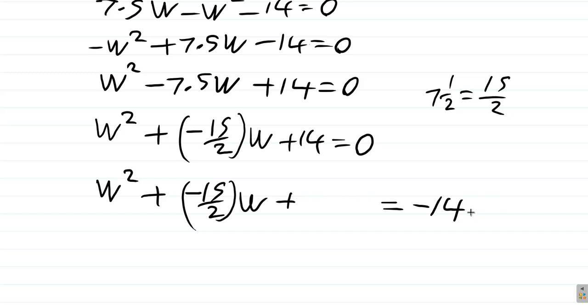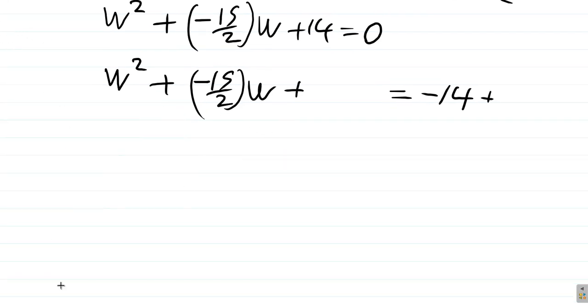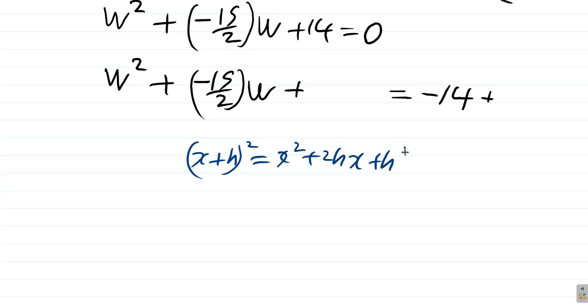And if we add something on the left, we must add the same thing on the right. But what are we going to add? If you remember, when you're completing the square properly, if you were practicing them a lot, you'd remember that if we have something like (x plus h) squared, when you expand that, what we have is x squared plus 2hx plus h squared. Now, this forms a perfect square, which is equal to this. Alright?